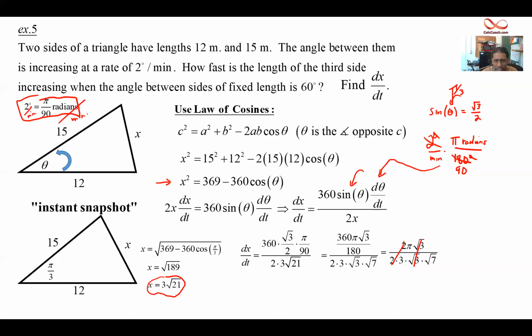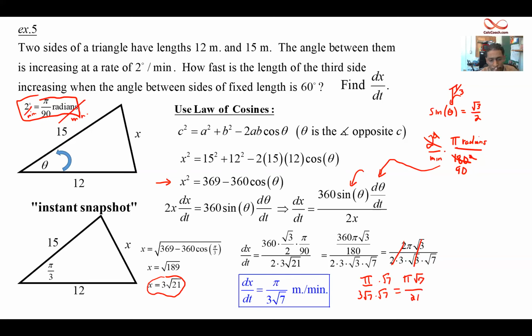The units for it: the x units are meters, like the other sides, and the time unit is minutes. And so pi over 3 root 7 meters per minute is what dx/dt is. And if you want, you can rationalize: multiply top and bottom by root 7. Upon doing that, it's not going to look too much better, but we'll have, let's write the pi first, pi root 7 over 21 as the rationalized version of that.